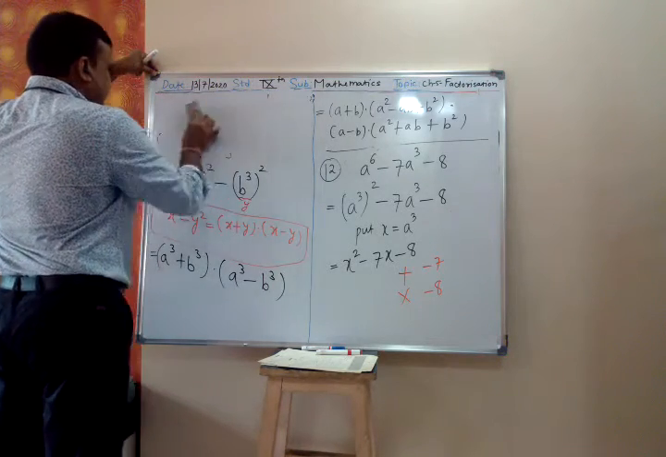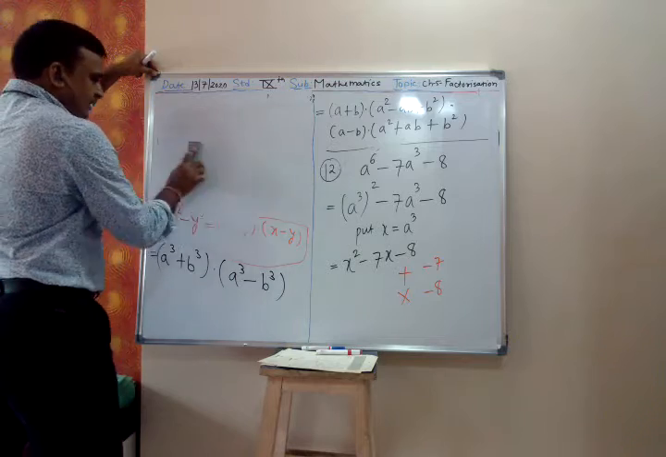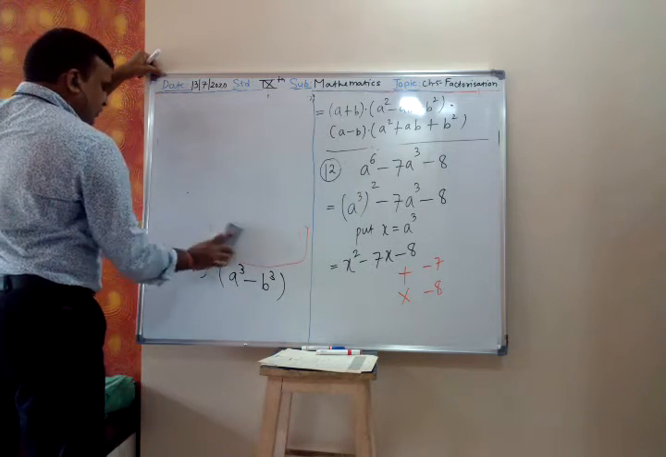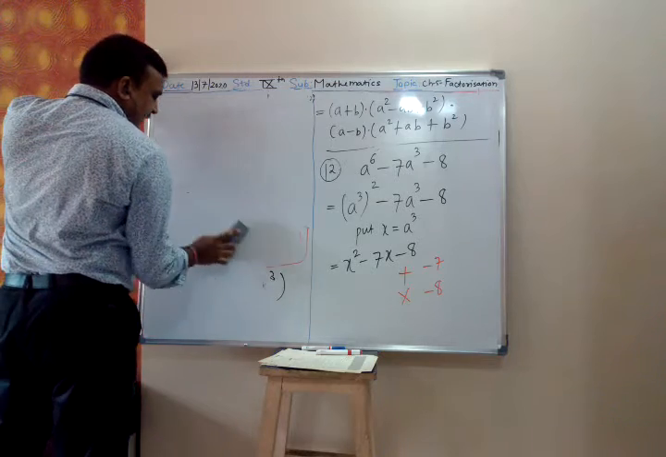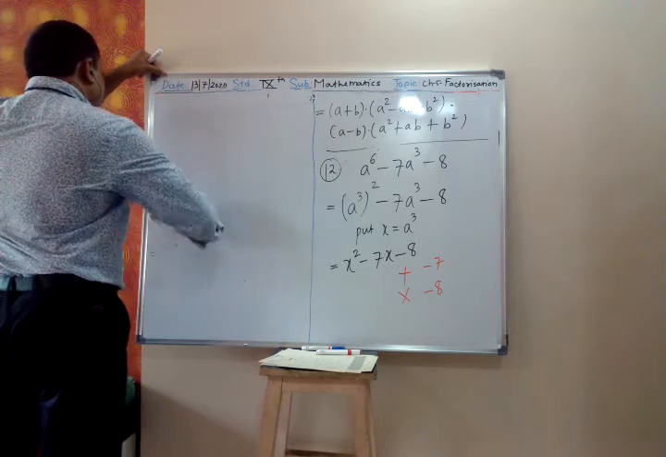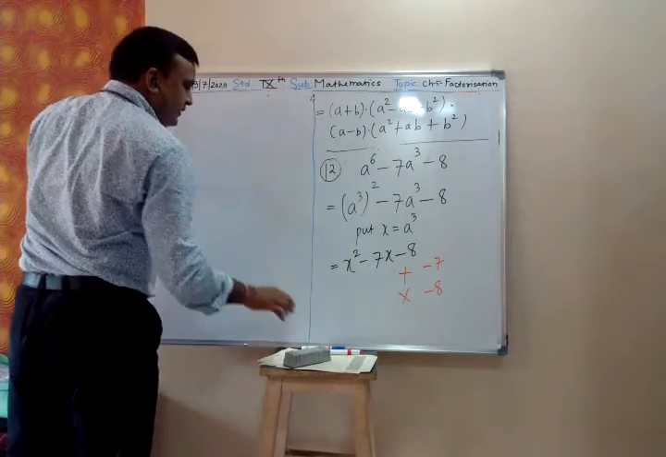Yes, it will be minus 8 plus 1. Find two numbers whose sum is minus 7 and multiplication is minus 8. So minus 8 and plus 1. The numbers are minus 8 and plus 1.